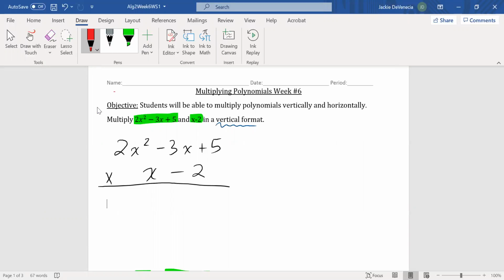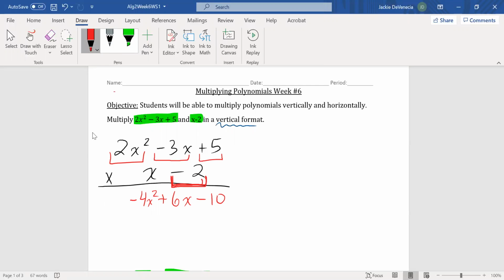So here we're going to actually start with -2 times +5. That one is going to give you a -10. Then we're doing -2 times -3x. That's going to give you a +6x. And here I have a -2 times 2x squared. That's going to give you a -4x squared. All right. So now let's move on to the x.